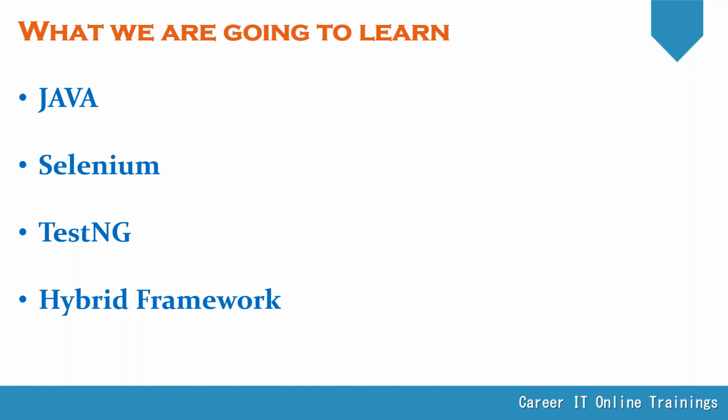Then TestNG is the execution engine. By using TestNG, we can select which part of the code should execute first, which part should execute last, or which should execute repeatedly. At the same time, by using TestNG, we can execute a suite of test cases. Then hybrid framework. In the market we have data-driven framework and keyword-driven framework. The combination of data-driven and keyword-driven frameworks is nothing but hybrid framework.